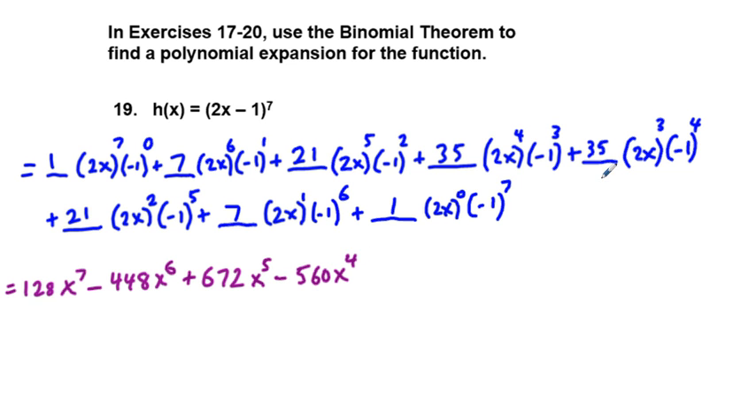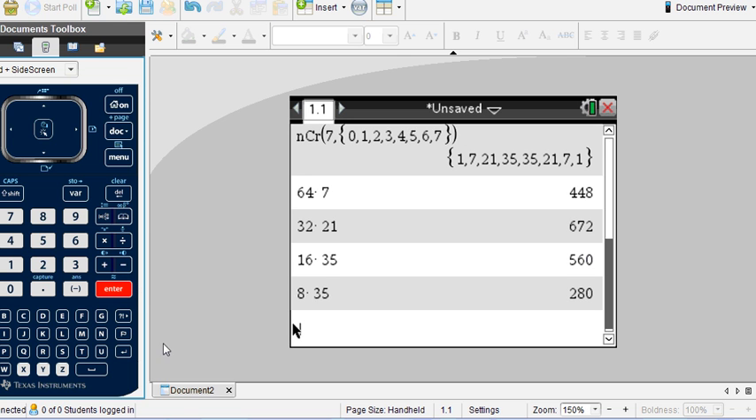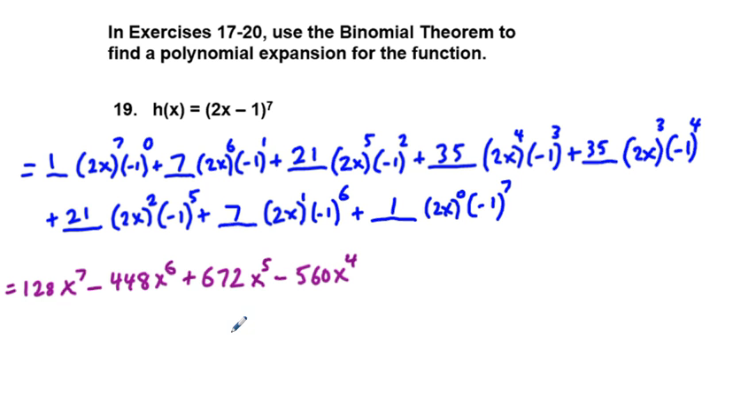Next we go to the x to the third power term. We're going to get 2 to the third power. Well, first of all, -1 to the fourth power, that's going to be +1. And 2 to the third power is 8. So we're going to get 8 times 35. I should be able to do that in my head, but I will not. 8 times 35, we get 280. So we come back to the problem, we'll put plus 280x cubed.